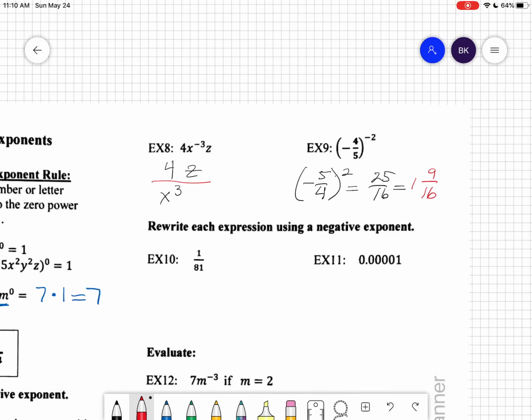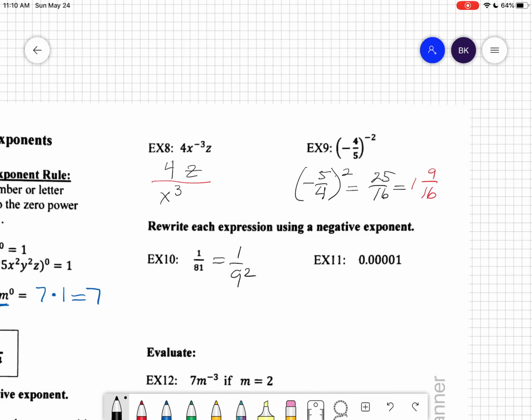Okay. Let's see. We have the next example. Now, the next two examples, I'm going to ask you to do the opposite. I'm going to ask you to rewrite using a negative exponent. So 1/81. 81 doesn't have an exponent. However, ask yourself, is there a number times itself that will be 81? I think so. It's going to be 1/9 squared, right?